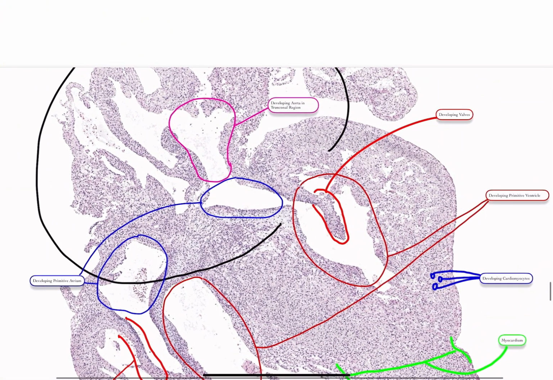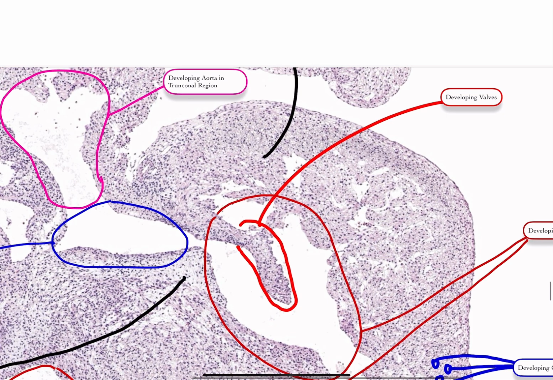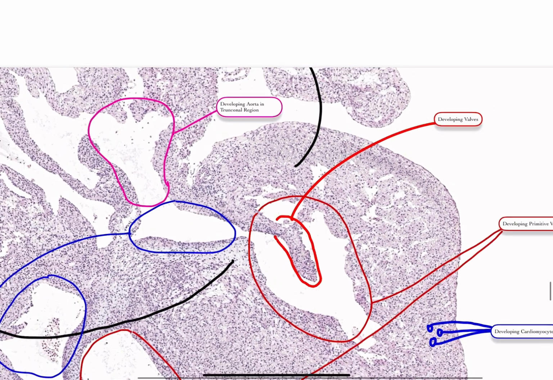Another structure that might appear in the slides that you're given are these finger-like protrusions within the ventricle and within the aorta, and those are called the developing valves. If you remember from physiology, the valves act like doors that open and close depending on the pressure on either side of the chambers, either between the ventricle and the aorta or the atrium and the ventricle.